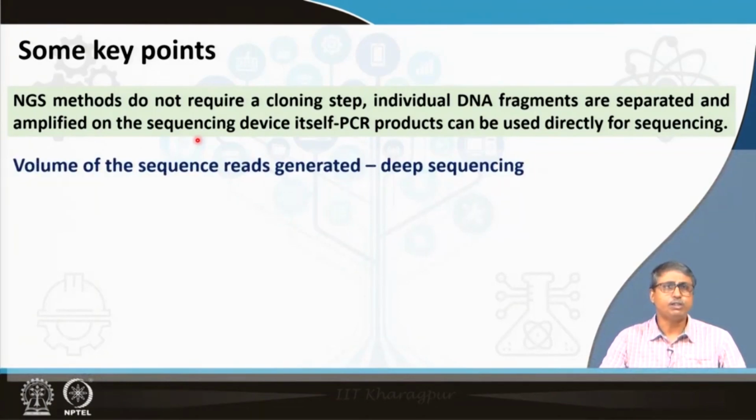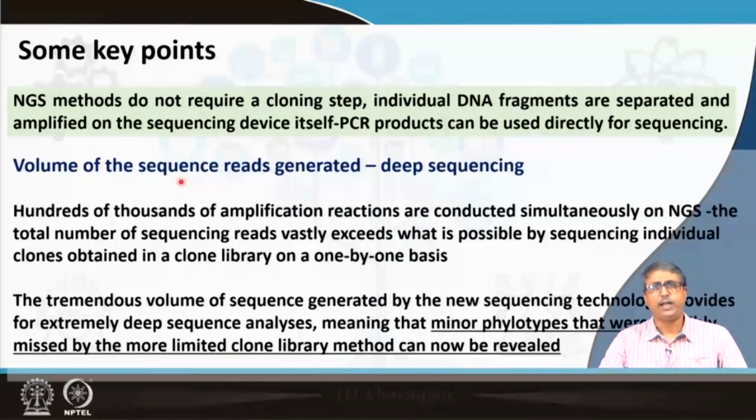Number two is the volume of sequence reads generated. As I said, billions of reads are generated, and that is connected to something called deep sequencing. Since hundreds of thousands of amplification reactions are conducted simultaneously on the NGS, the total number of reads vastly exceeds what is possible through sequencing individual clones obtained in a clone library on a one by one basis. So number one is that large number of entities, truly large, close to a billion sequence reads, and it is multiplexed, so multiple samples together can be sequenced.